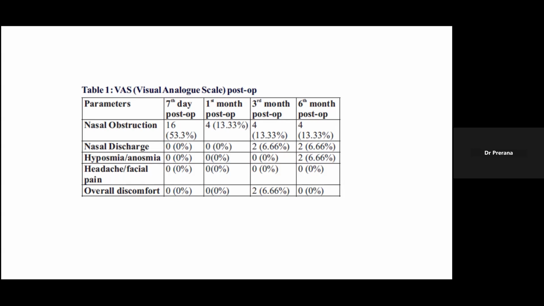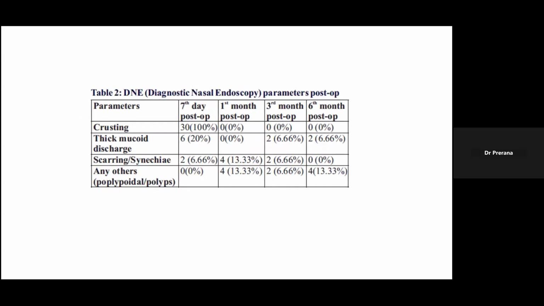The patients post-operatively on the 7th day had no nasal discharge, while 2 patients complained of nasal discharge by the end of 6 months. Only 2 patients also complained of hyposmia or anosmia, with no patients complaining of headache or facial pain, and overall discomfort was comparatively better at 6 months post-op.